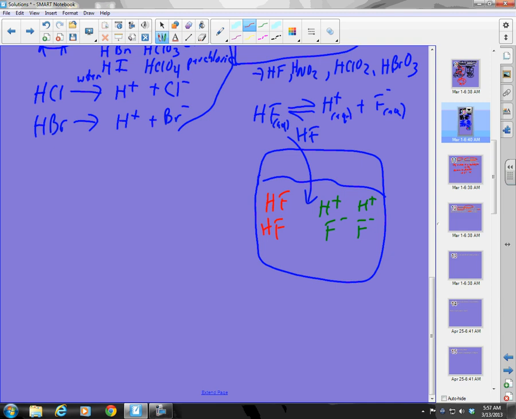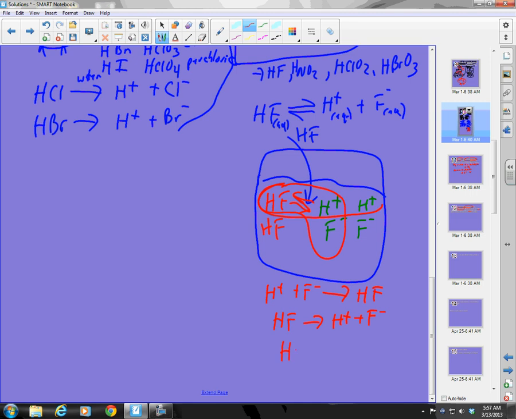And so when I look at what is dissolved, all of this stuff is dissolved. And there then is an equilibrium, meaning some of my H plus and F minus are going to form HF while it's dissolved, while it's in the water. At the same time, some of my HF is breaking apart into H plus and F minus.